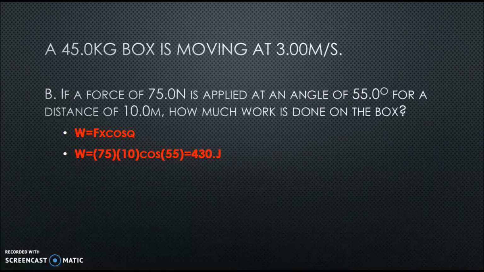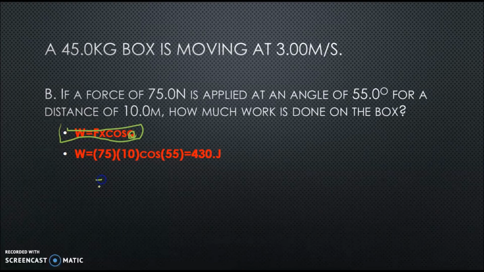Part B of the same problem. Again, a 45 kilogram box is moving at 3.00 meters per second. This time it is asking, if a force of 75 newtons is applied at an angle of 55 degrees for a distance of 10 meters, how much work is done on the box. Since it's talking about an angle and not a horizontal, we're going to have to use this equation: work equals F x cosine theta.